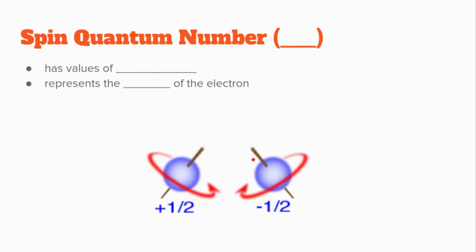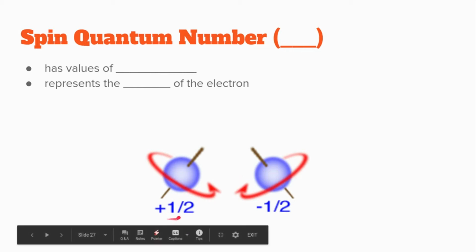The fourth quantum number is the spin quantum number. This is m with a subscript of s. It can only be one of 2 things. It could be +1/2 or -1/2. And it tells us the direction the electron is spinning.